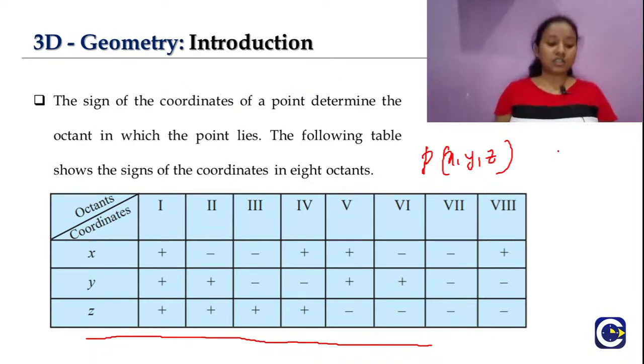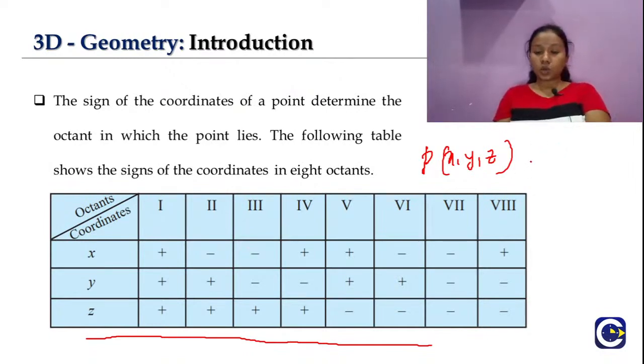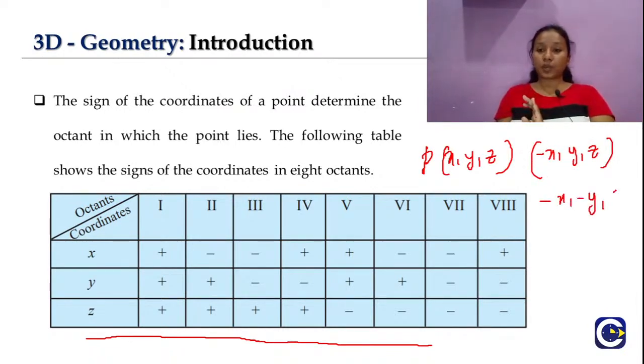So you can remember it easily. So second octant will be minus X, Y and Z. And third octant, even Y will be negative. So minus X, minus Y and Z. So you can see the sign here.